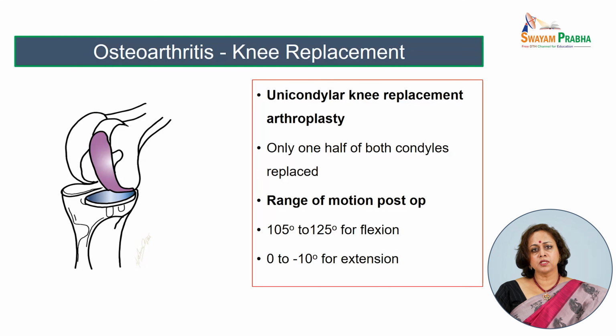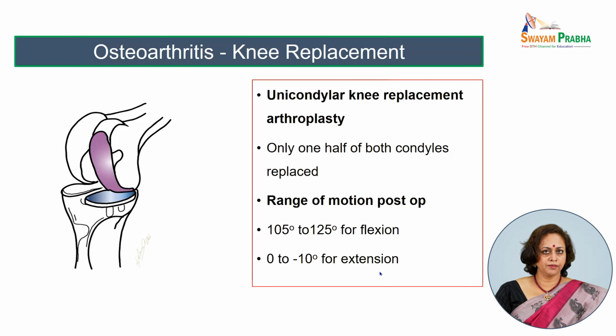Now what types of prosthesis can be used? In this figure you see a prosthesis involving only one side femoral condyle and one side tibial condyle. So this is called a unicondylar knee replacement arthroplasty. Now post-operatively, the range of motion is not like it would have been in a normal knee pre-operatively. So the post-operative range of motion is usually 105 to 125 degrees of flexion or 0 to minus 10 degrees of extension.